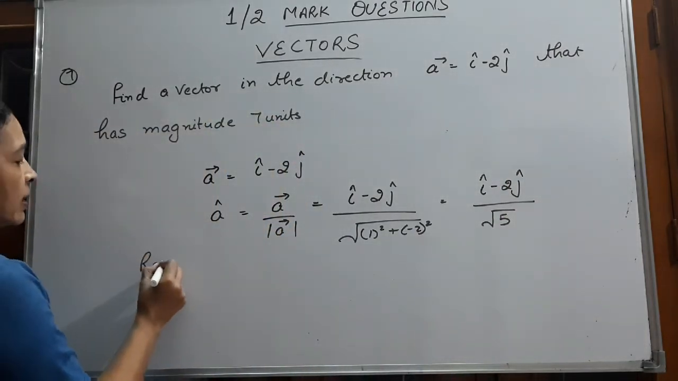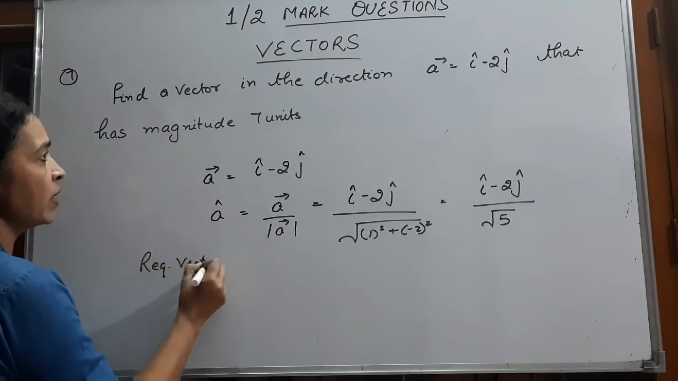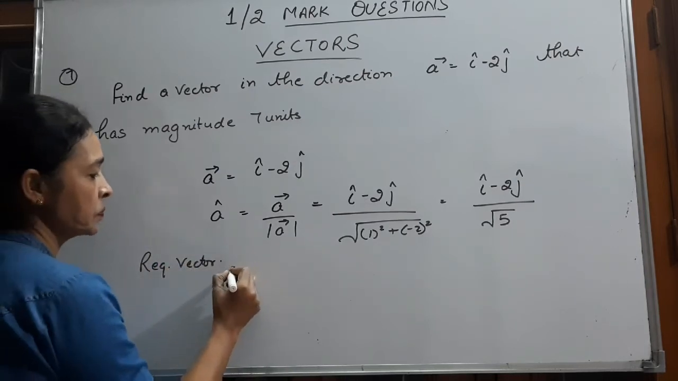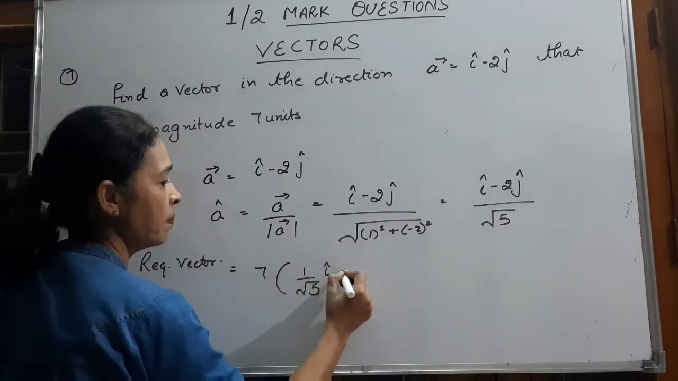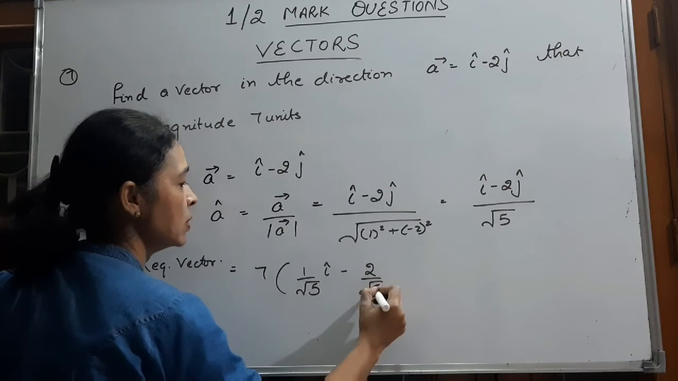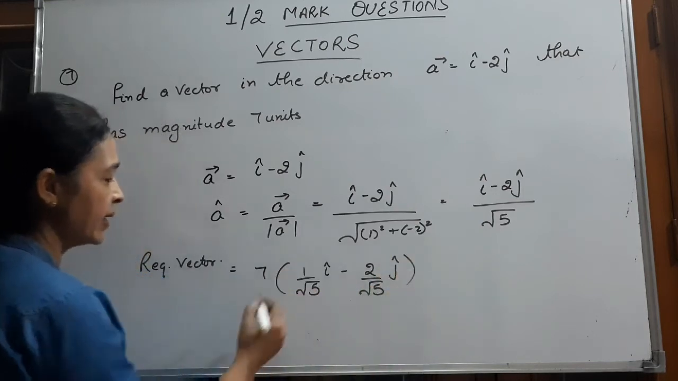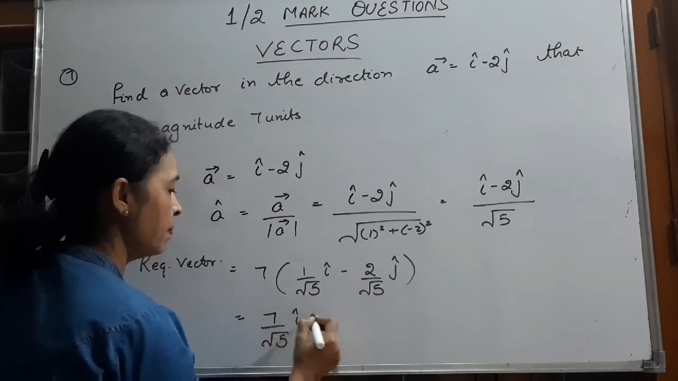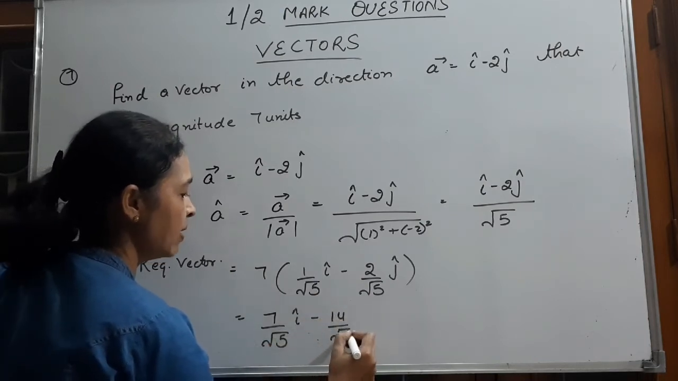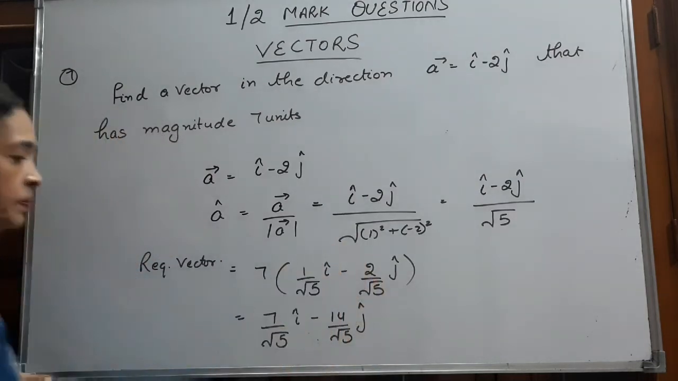Now, the required vector with the magnitude 7 is 7 into 1 by root 5 I cap minus 2 by root 5 j cap. We can write it as 7 by root 5 I cap minus 14 by root 5 j cap.